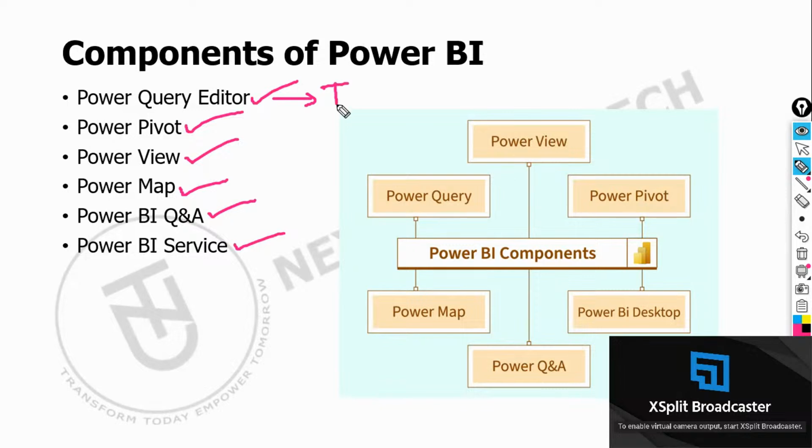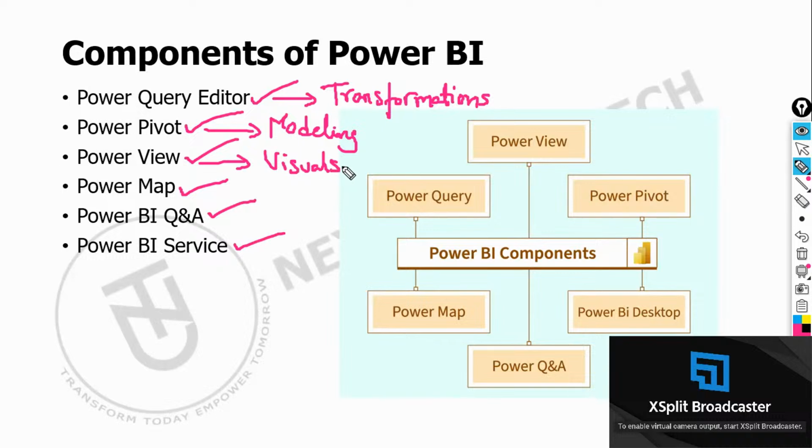Power Query Editor is for performing transformations, the cleaning activity, the transformations, everything will be done using Power Query Editor only. Power Pivot is for data modeling, for establishing the relationships. Power View is for visualizations, visuals, graphs. In order to visualize, we have to use the Power View component. Then Power Map to visualize geospatial data.